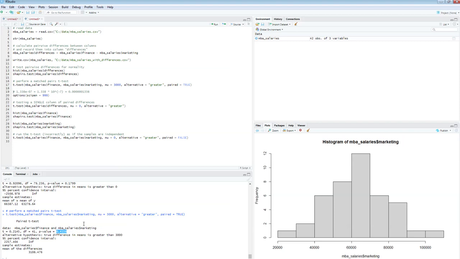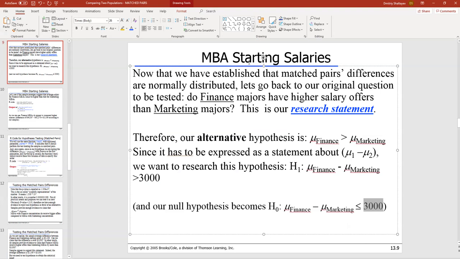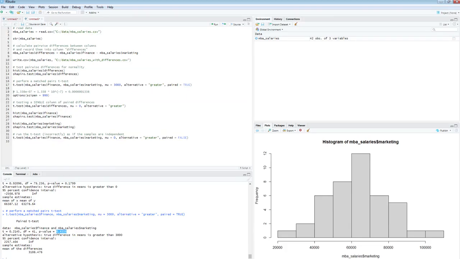null stays. And what does the null say? Let's go back to my slides. My null says that the difference between finance and marketing is not more than, it's less than $3,000, right? So even though this difference between sample averages is higher than $3,000, it's $3,108, right? I cannot claim based on these samples that MBAs in finance are getting more than $3,000 higher offers than the MBAs in marketing concentration.